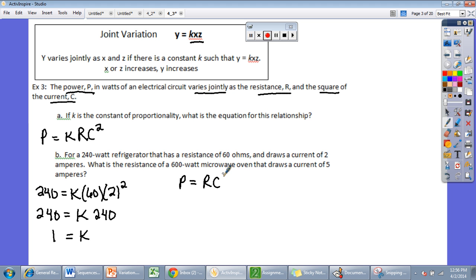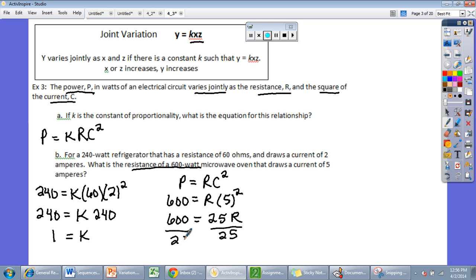So R C squared. So now we want to know the resistance of a 600 watt microwave. So that's our power. That draws a current of, so we're trying to figure out the resistance. That's what we're trying to find. The current is 5 amperes. So 5 squared. So 600 equals 25R. And divide by 25. And so our resistance is equal to 24.